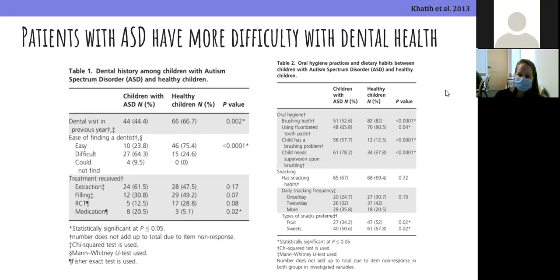They also found that there were other behaviors associated with increased risk of caries that the patients with autism spectrum disorder were more likely to have. This included that they were less likely to brush their teeth, they were more likely to have difficulty brushing their teeth, and they were more likely to require supervision in order to brush their teeth. They also found that kids with autism spectrum disorder preferred sweet snacks over fruit snacks.